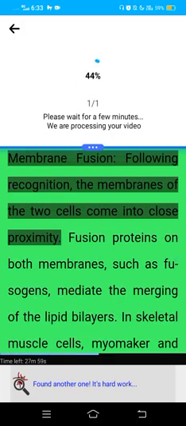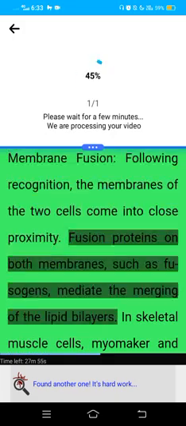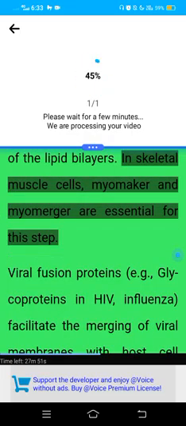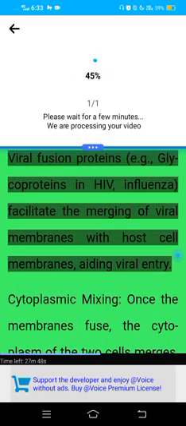Membrane fusion. Following recognition, the membranes of the two cells come into close proximity. Fusion proteins on both membranes, such as fusogens, mediate the merging of the lipid bilayers. In skeletal muscle cells, myomaker and myomerger are essential for this step. Viral fusion proteins, e.g., glycoproteins in HIV, influenza, facilitate the merging of viral membranes with host cell membranes, aiding viral entry.